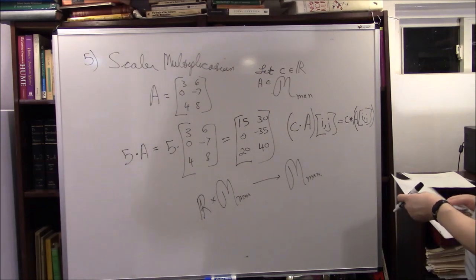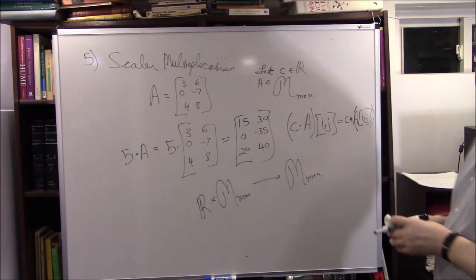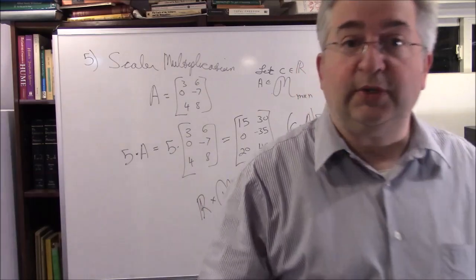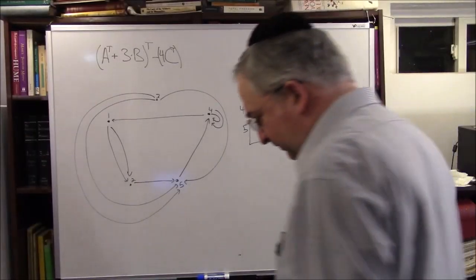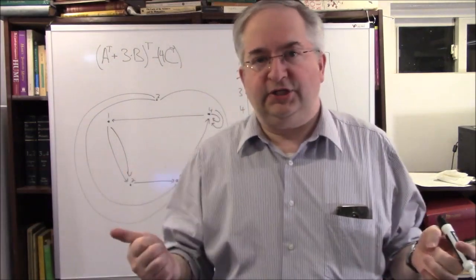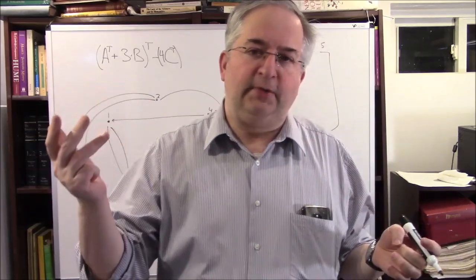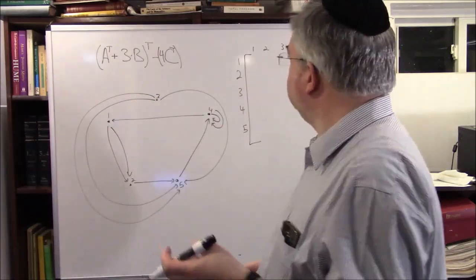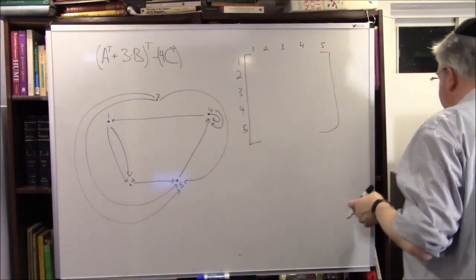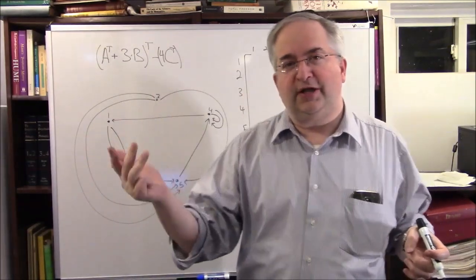Can't get much simpler than this. Let me tell you a typical test question. Now that we have these five operations, let's go through them again. Addition, subtraction, transpose, scalar multiplication. What was the last one? Let's try that again. Transpose, addition, subtraction, scalar multiplication.